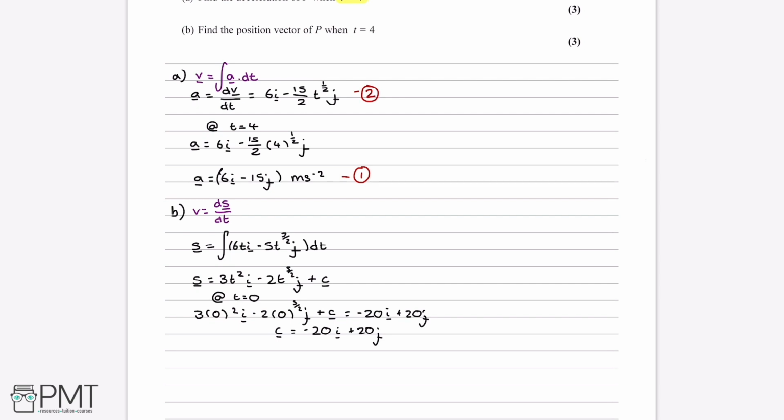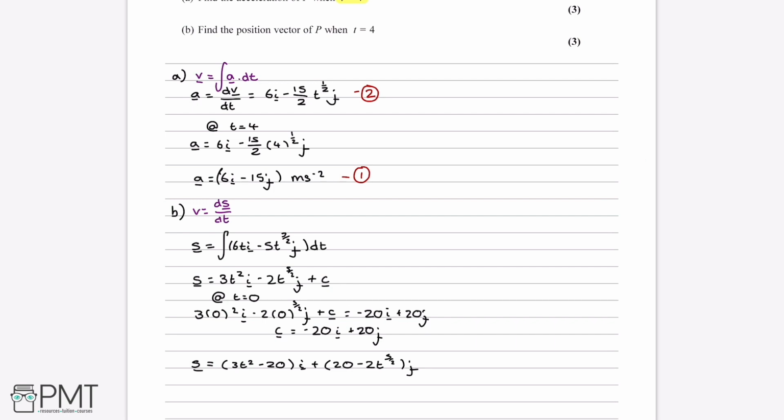Now, if we include that in our original expression, substituting in that c is equal to minus 20i plus 20j, and factorise by the i and the j terms to make it easier, we have 3t squared minus 20 i, and then do the exact same thing for j. So we have plus 20 minus 2t to the power of 5 over 2 j. We now have our full expression for displacement, or the position vector.